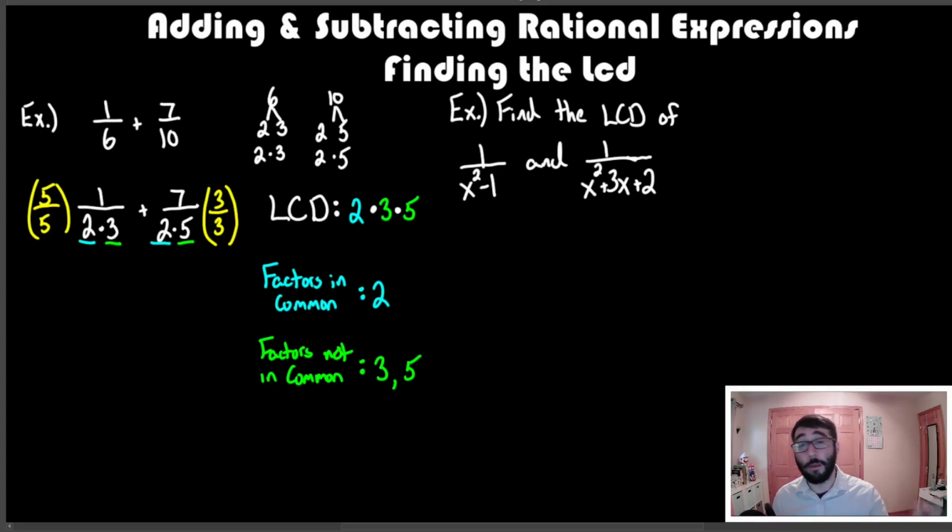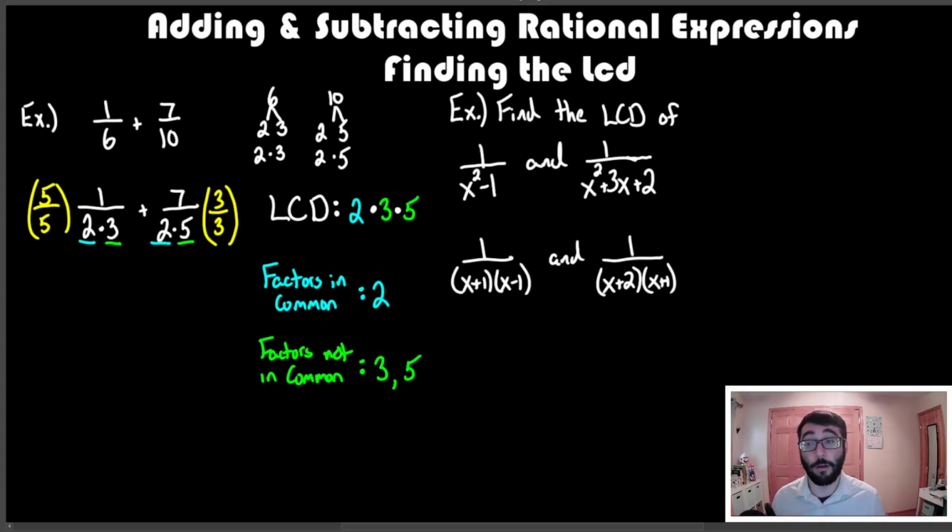Now, notice in the previous problem, the first thing that I did was I factored each of those denominators. I factored 6 and I factored 10. So we do the exact same thing with rational expressions. We want to factor each denominator. So in the first fraction, that's just a difference of squares: x plus 1 and x minus 1. And the second fraction was just your typical quadratic trinomial, which factored down to x plus 2 and x plus 1. And now we can think about our least common denominator as a product of the factors they have in common and the factors they don't have in common.